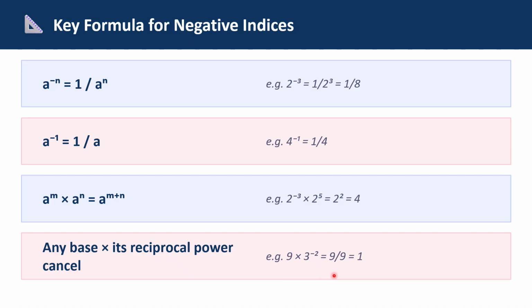Or 9 into 3 power minus 2. 3 power minus 2 is 1 by 3 square. 1 by 3 square is 1 by 9. 9 and 9 get cancelled. So we got the answer as 1. Both ways we can find it.